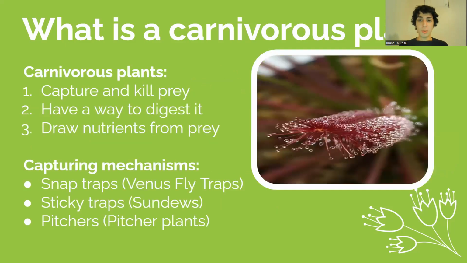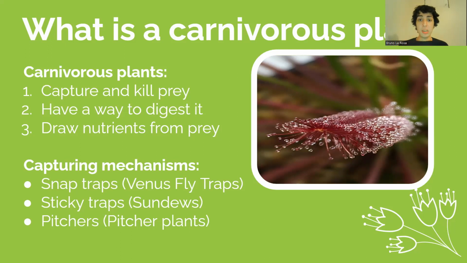So the 3 main points for carnivorous plants, they must capture and kill their prey, they must have a way to digest that prey, and then finally they have to extract the nutrients from them. And there are 3 main capturing mechanisms. First are the snap traps. So those are like your Venus flytraps. They sense an insect and then they snap shut on it and then digest it.